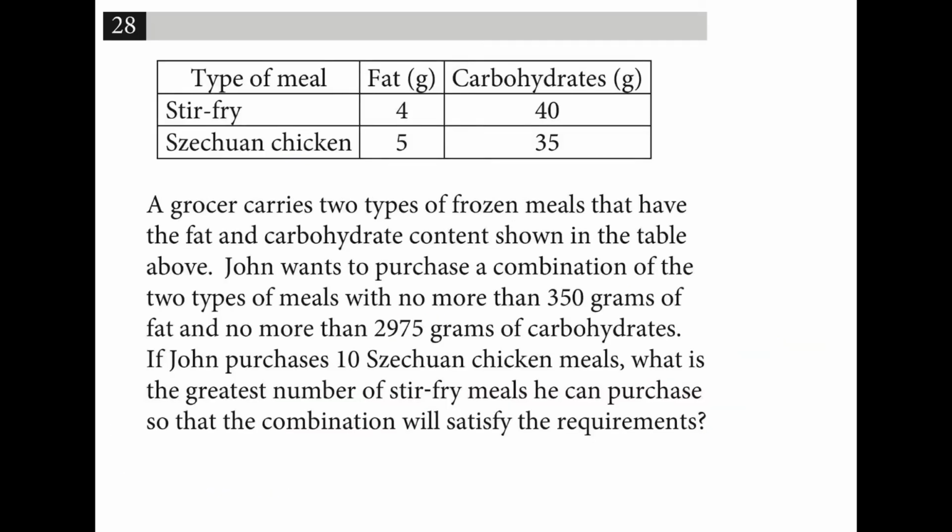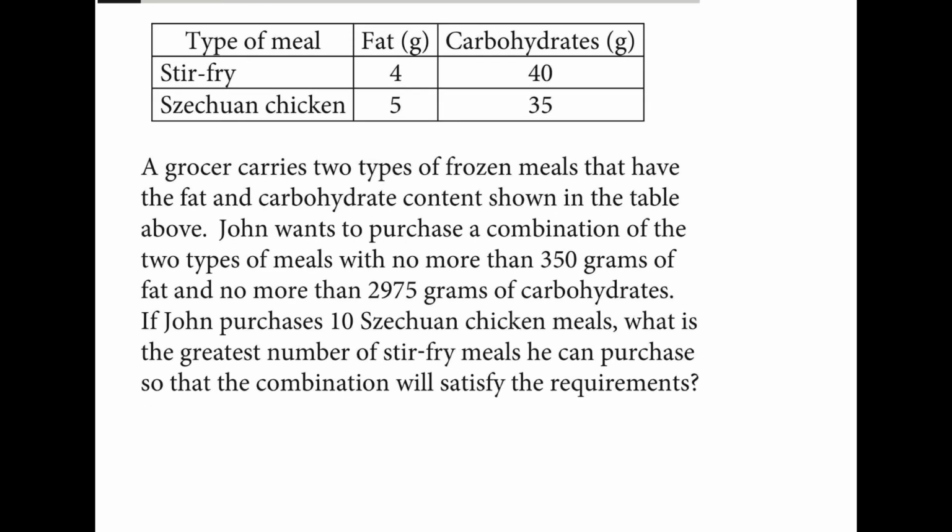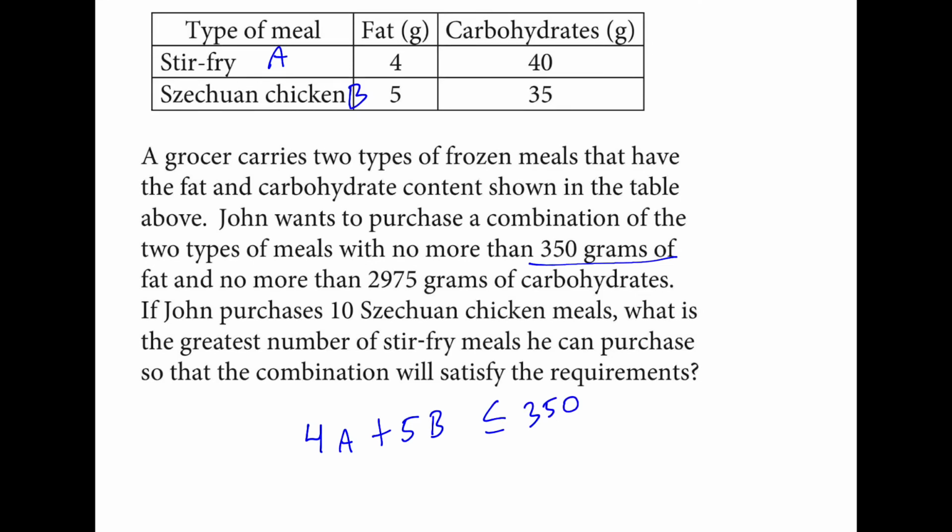A grocer carries 2 types of frozen meals that have the fat and carbohydrate content shown in the table. We want to have no more than 350 grams of fat. So 4A, call this A, plus 5B, call this one B, is less than or equal to 350. And our second equation we can write as 40A plus 35B no more than 2975. We know that B is going to be 10.